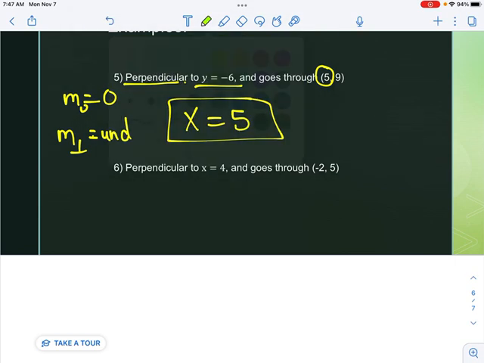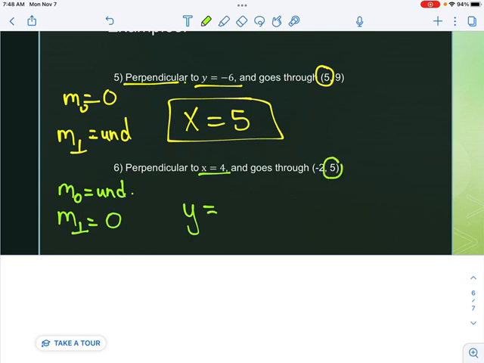Okay, last one here, perpendicular to x equals 4. Remember, the slope of my original is undefined. The slope of the perpendicular would be 0 because every vertical line is perpendicular to every horizontal. So this is y equals, I look over here, y equals 5 from the ordered pair, and that would be my equation of the perpendicular. And that is how we write linear equations of perpendicular lines.